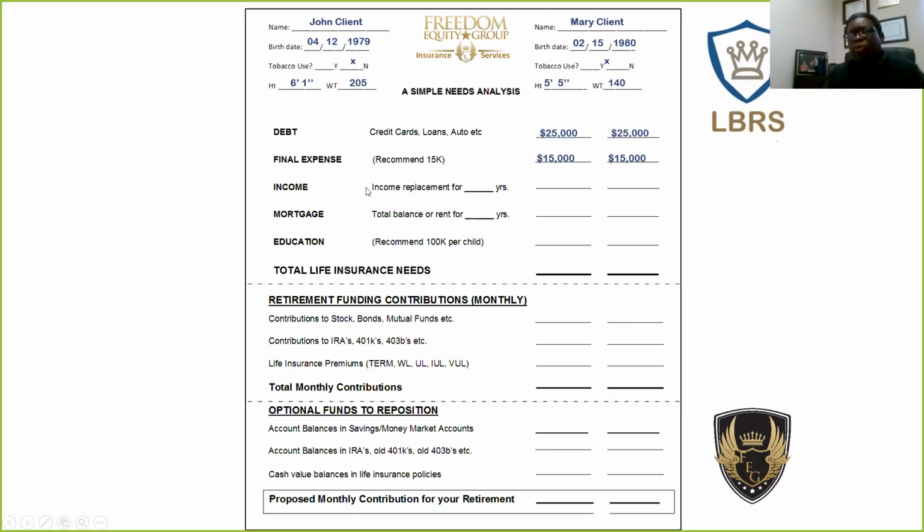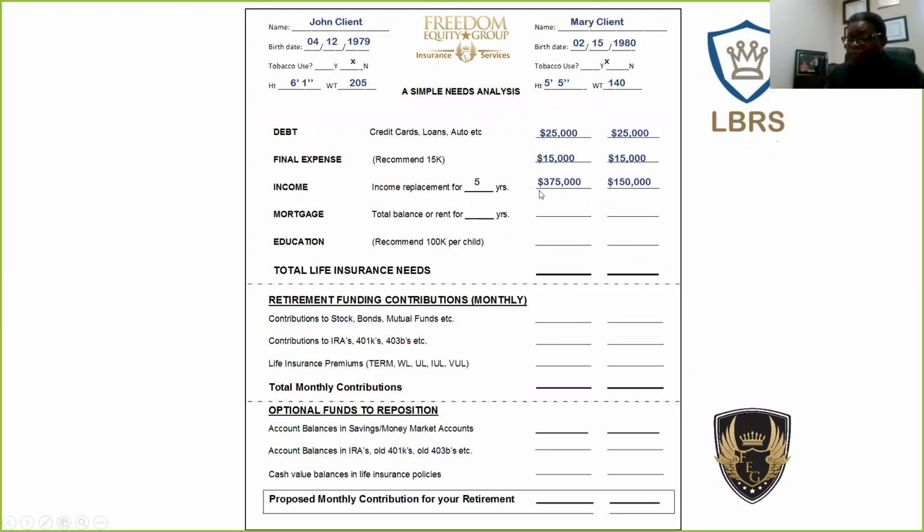Replacement of income. We want the spouse to be able to replace the other spouse's income. They don't have to downgrade. They don't have to live below their means if their spouse passes away. What we normally ask them to do is about 5 years. So the way you fill this out is that if the husband makes, say for instance, $100,000 a year, then he's going to need $500,000. In this case, John needed $375,000 to replace his income.